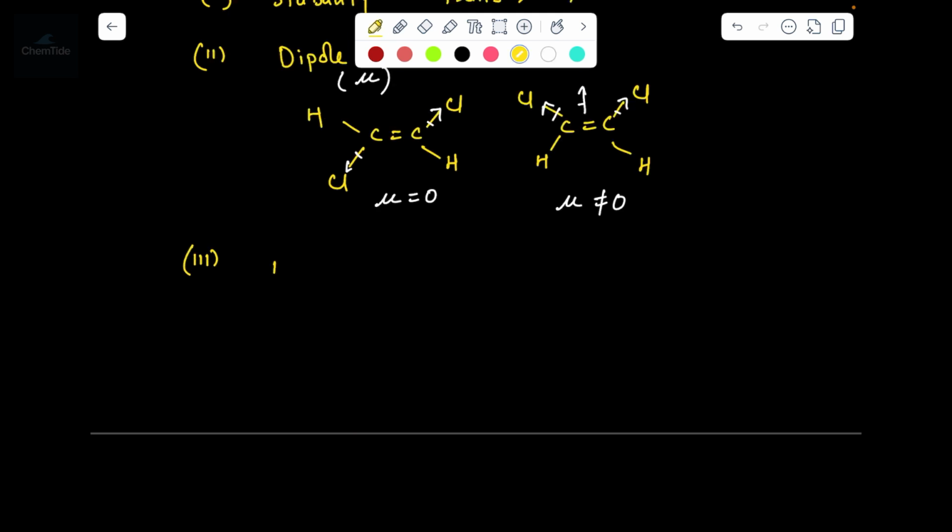Third, melting point. Here trans, due to more symmetry, has a higher melting point than cis, whereas for boiling point, since more polar character appears in cis, cis has a higher boiling point than trans. So these are very crucial and important properties. It's just a reverse, so you have to make sure of this while marking the right answer.